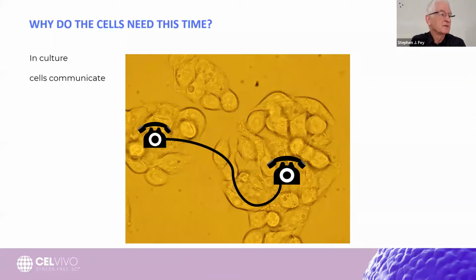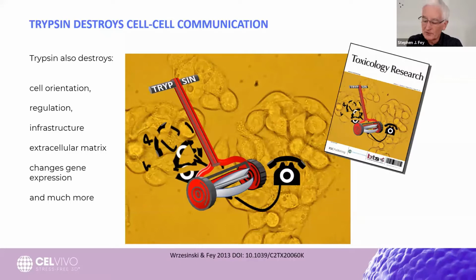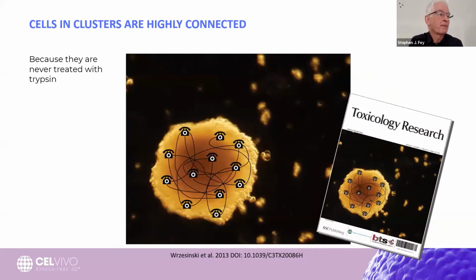In 2D cell culture, unfortunately, people use trypsin every, let's say, 4 to 5 days. And the trypsin destroys the cell communication. It also destroys cell orientation and gene regulation, the infrastructure of the cell, the extracellular matrix, and a lot of other things. So really, trypsin, or other enzymes, is not a good thing to use. Another reason for changing to 3D. In 3D, you never treat the spheroids or organoids with trypsin, and so you allow them to communicate. And so they're highly connected and highly busy at talking together.